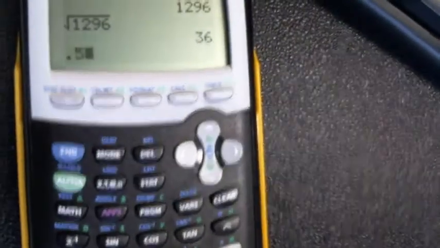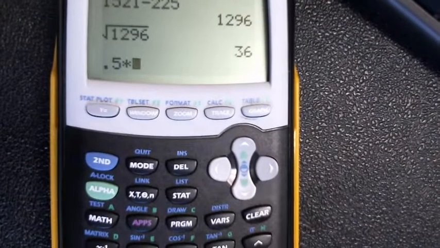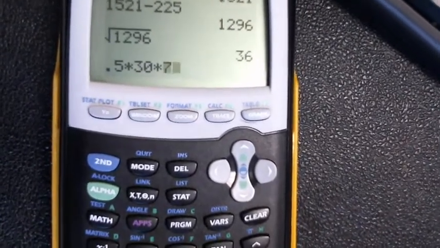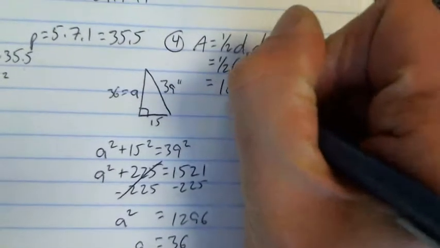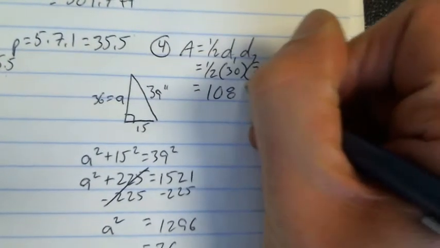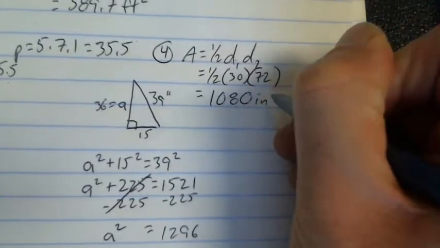0.5 times 30 times 72, 1080. 1080, and we started off in inches. Areas squared.